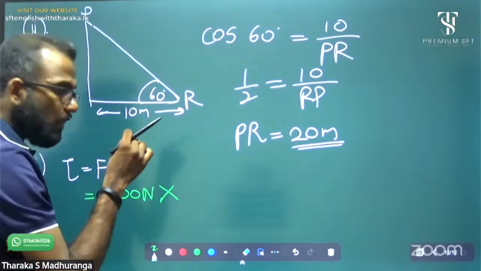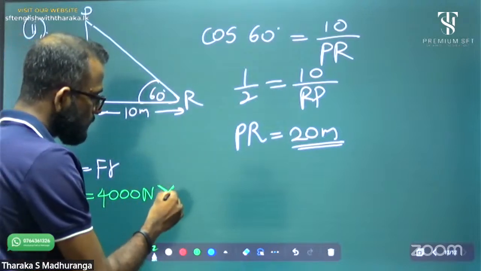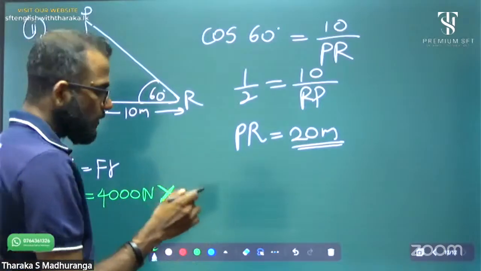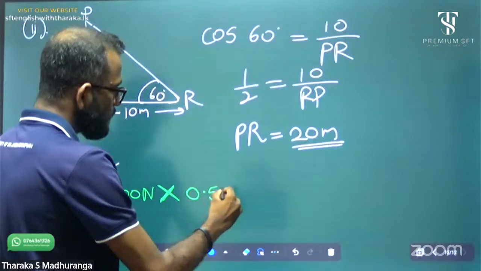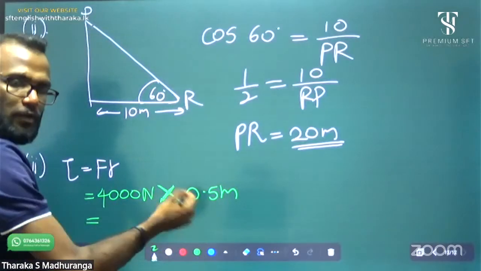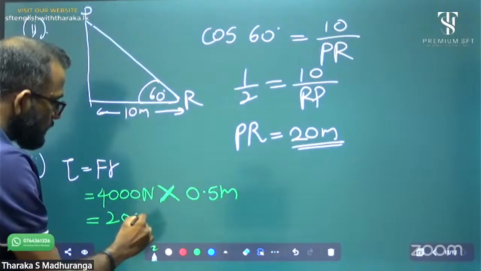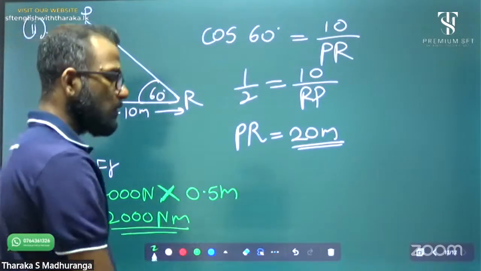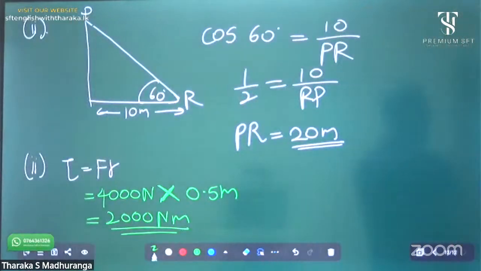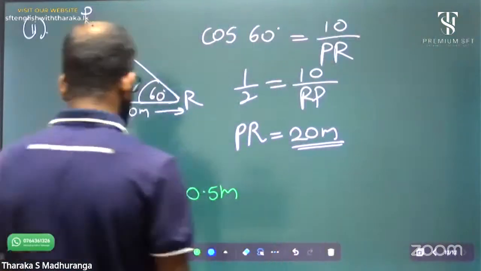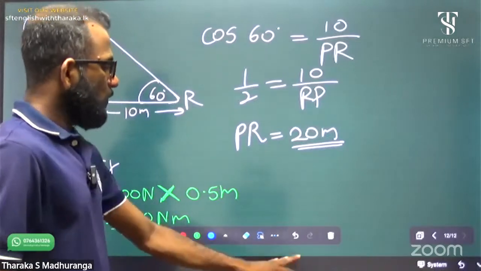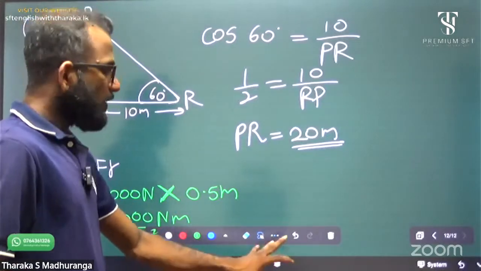Radius 50 centimeter, which means 0.5 meter. 0.5 into 4,000 is 2,000. Newton meter is the standard unit of torque. Okay, they are easy.